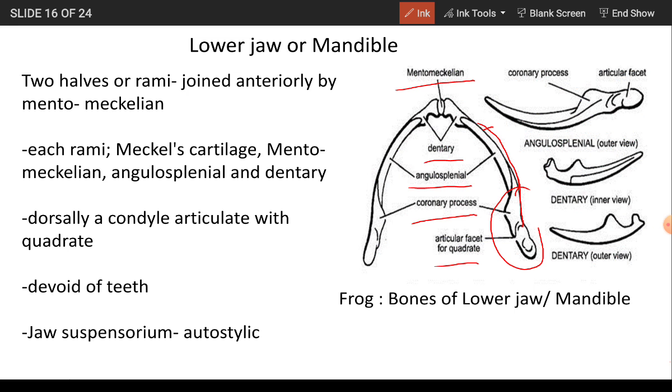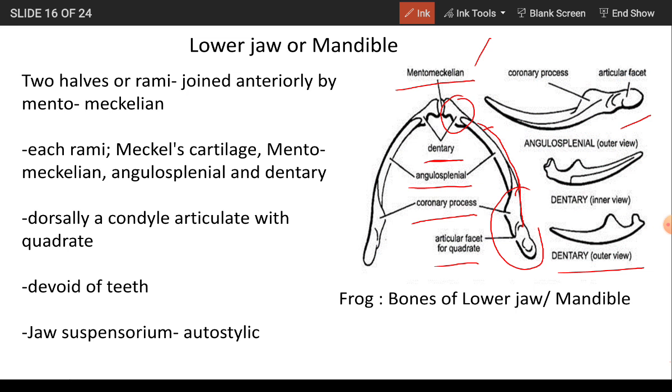You can have a look at the shape and structure of the bones of the lower jaw. The mentomeckelian bone and the angulosplenial bone. The third bone of the lower jaw is called the dentary bone. This is the dentary bone.